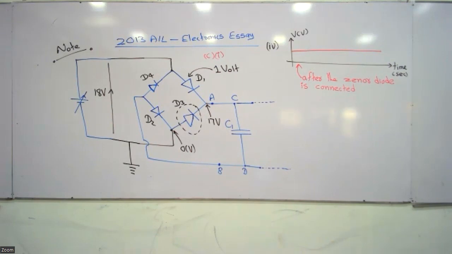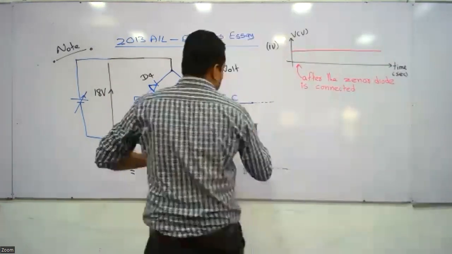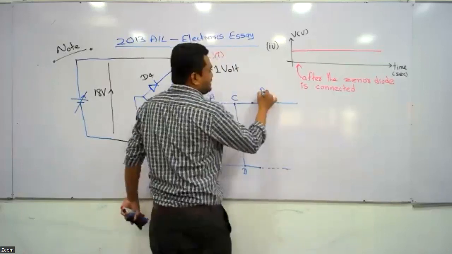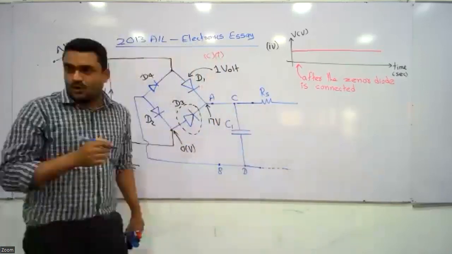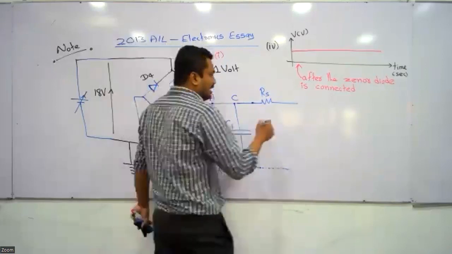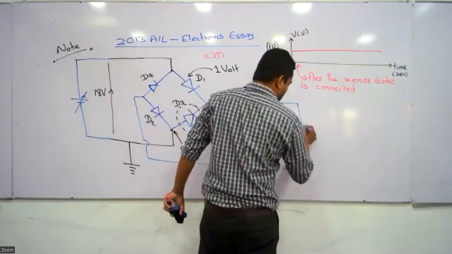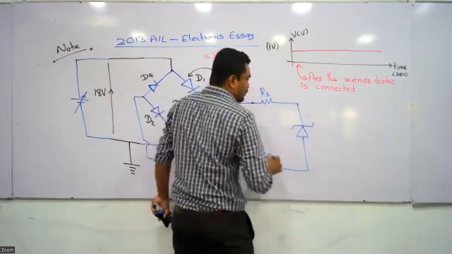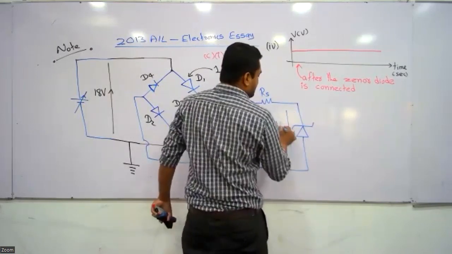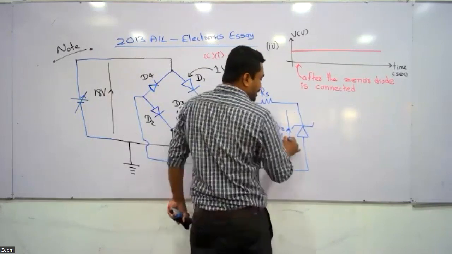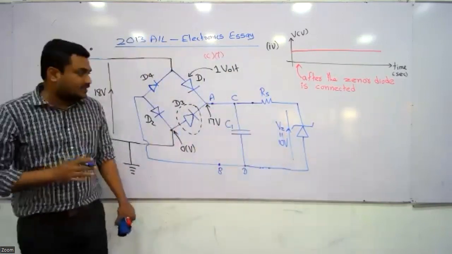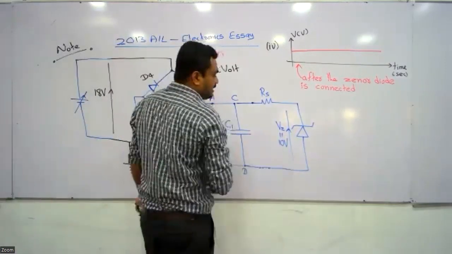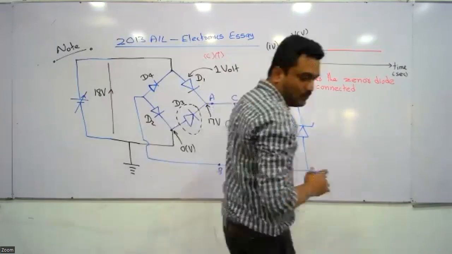Zener voltage 10 volt. So we have to calculate this. This is the safety resistor. I think we have already drawn it, no need to draw it again. And this is the Zener diode. What is this voltage here? Zener voltage is 10 volt. No need to draw a separate figure. Even here you can mark this is the Zener voltage, Vz is 10 volt.